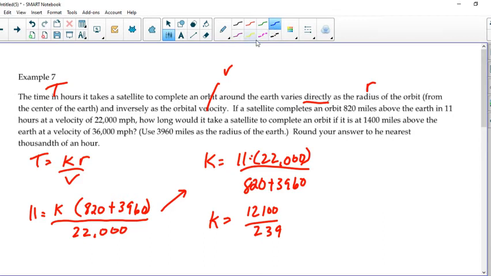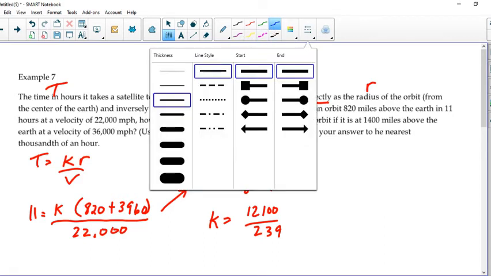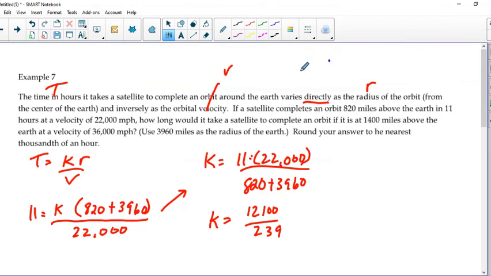Do I got more work to do? Yeah. So, and did it say round? It sure did. So am I worried about that right now? Simplifying that? I am not. Okay. So now, how long would it take? So time, we got our k.